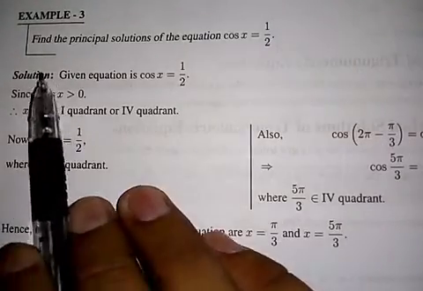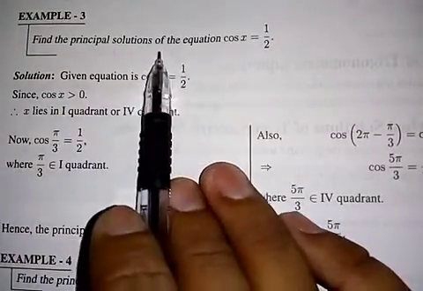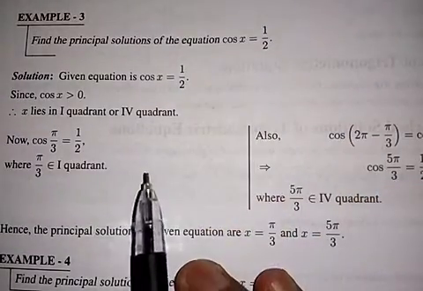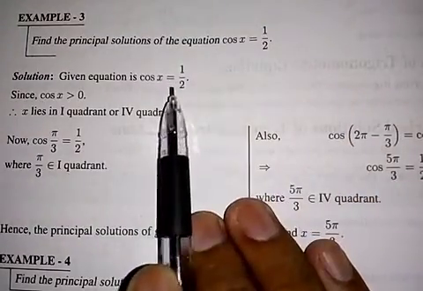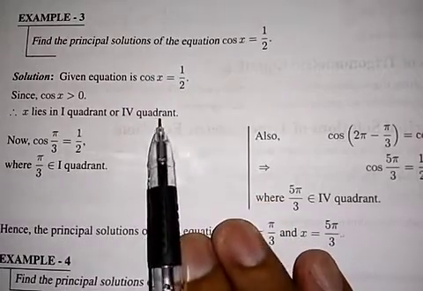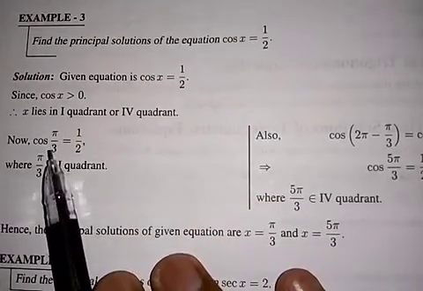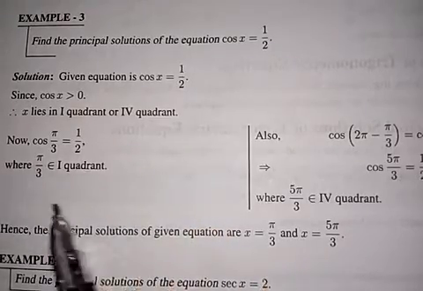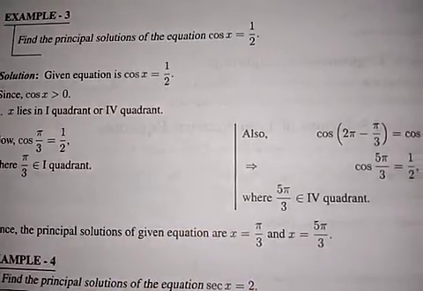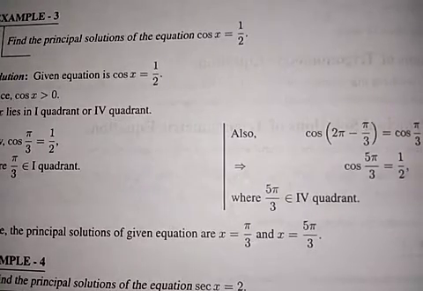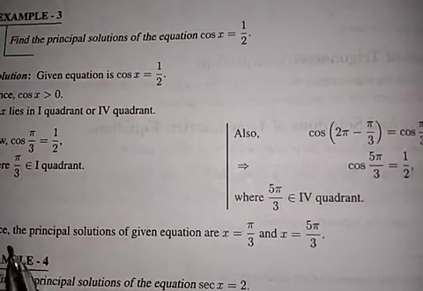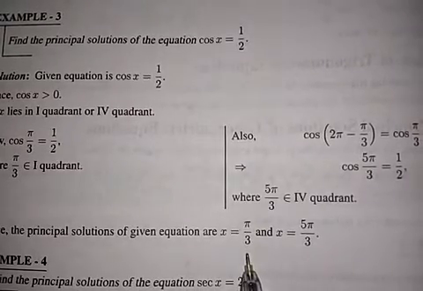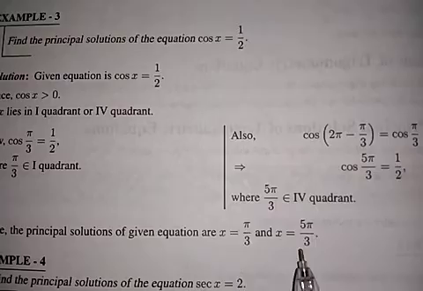Next example we have, find the principal solution of the equation cos x equal to 1 by 2. We know that cos is positive in first and fourth quadrant. Then we can write here cos pi by 3 equal to 1 by 2 in first quadrant and cos 5 pi by 3 equal to 1 by 2 in fourth quadrant. So we can write here the principal solution of given equation are x equal to pi by 3 and x equal to 5 pi by 3.